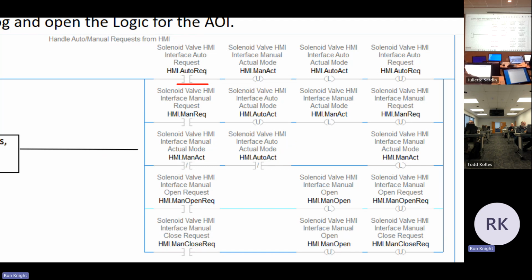If the HMI requests auto mode, so if the operator requests auto mode, then we unlatch manual, we latch up the auto, and we unlatch the request. Handshake with the HMI. Or if the operator requests manual, then we unlatch auto, latch up manual, unlatch the request. If we're not in manual or auto, we should never get there, but it could happen, then we go ahead and we latch up manual. And then we handle the manual open request and the manual close request.